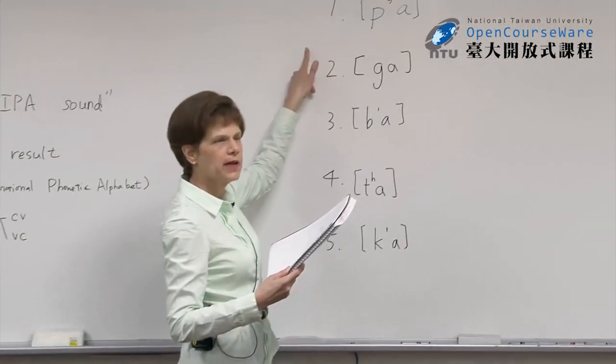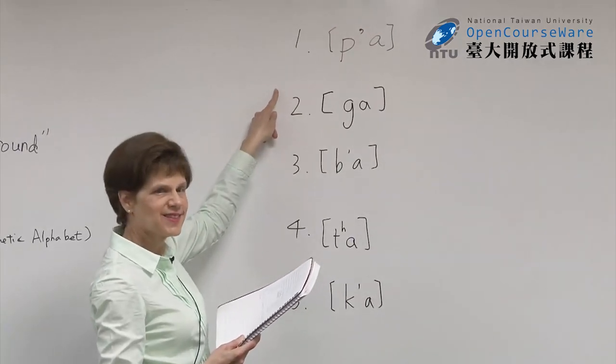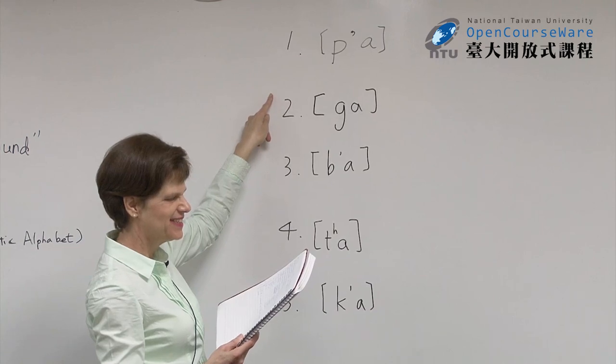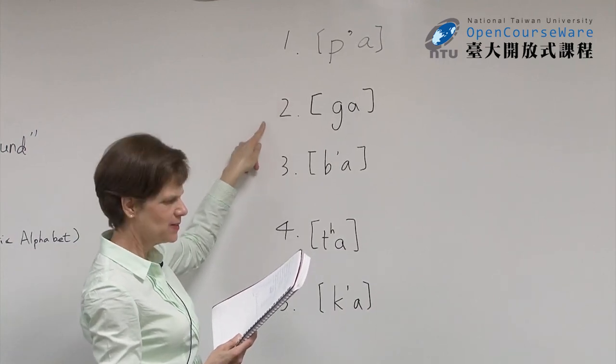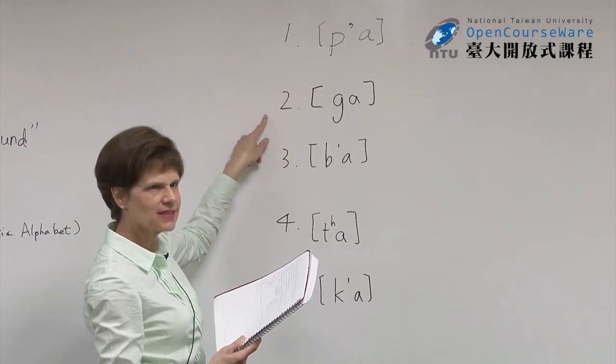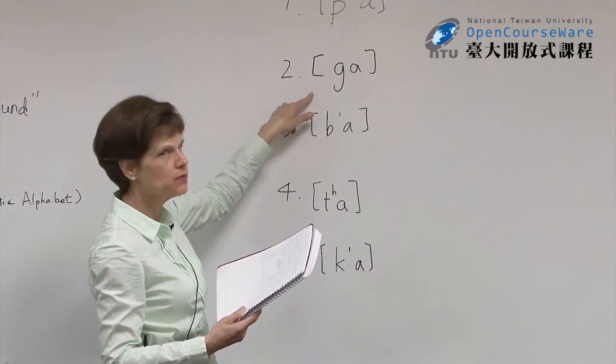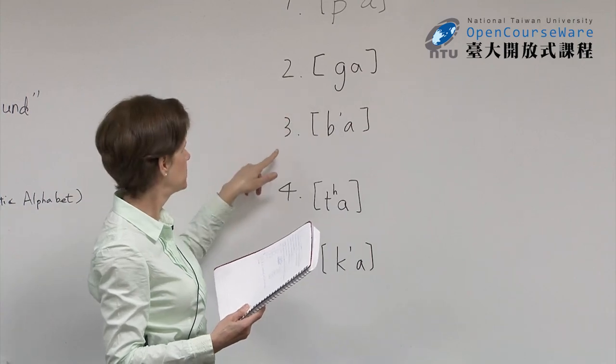1. Everybody say it. Okay, that is an ejective. Very good. 2. Ga. Ga. Right, I made the voicing pretty strong. This is a fully voiced initial stop.